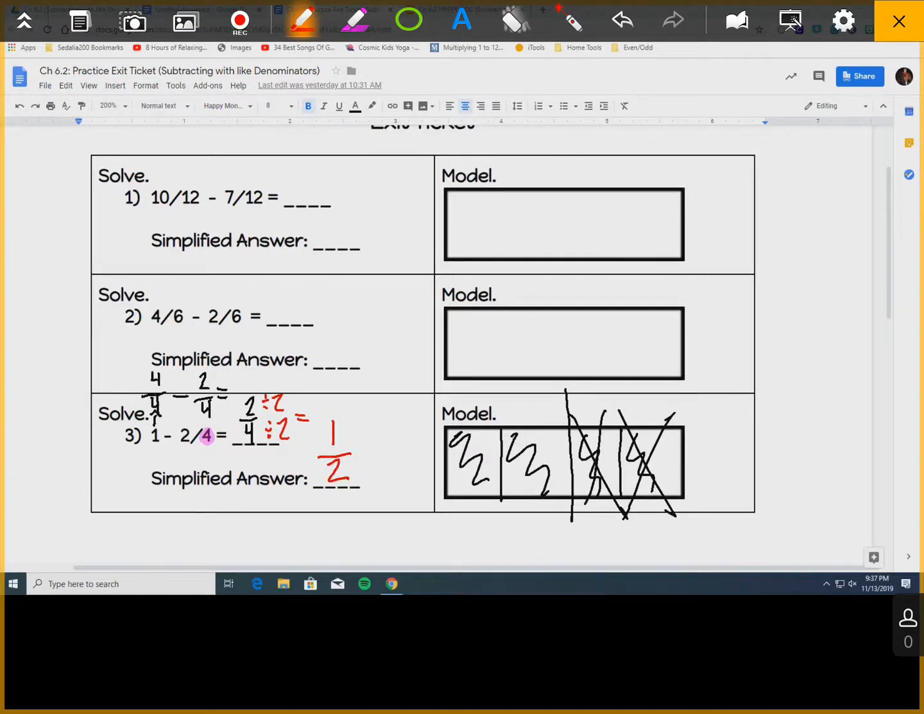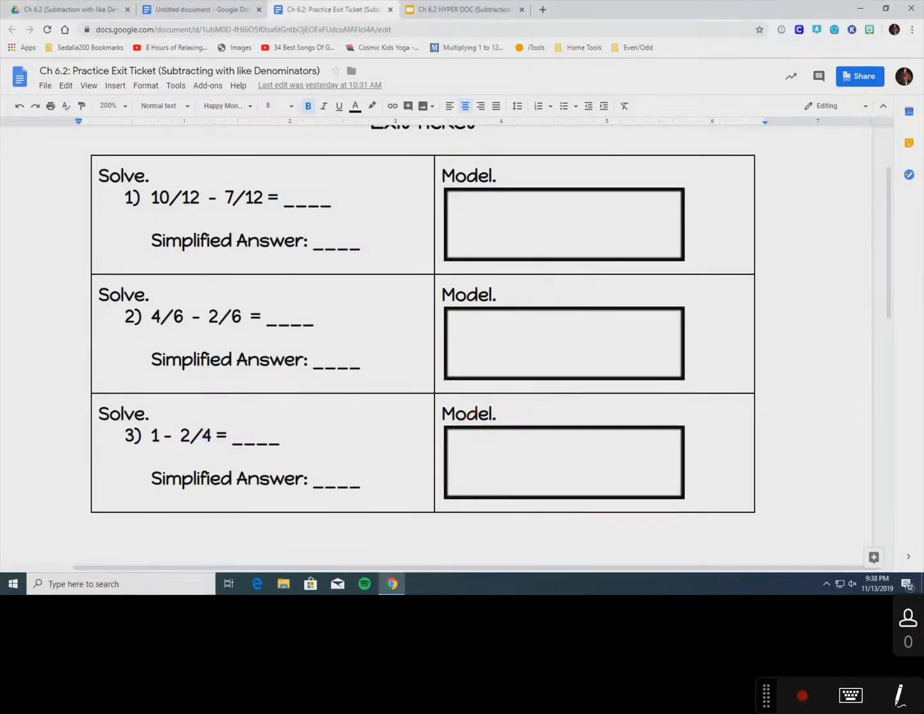Now, I divided the numerator and denominator by 2 because 2 is a multiple of 2 and 4 is a multiple of 2. I can also look at my model and say I'm putting groups of 2 pieces together to make halves, and I have one of those halves remaining. This is how I would subtract fractions with like denominators.